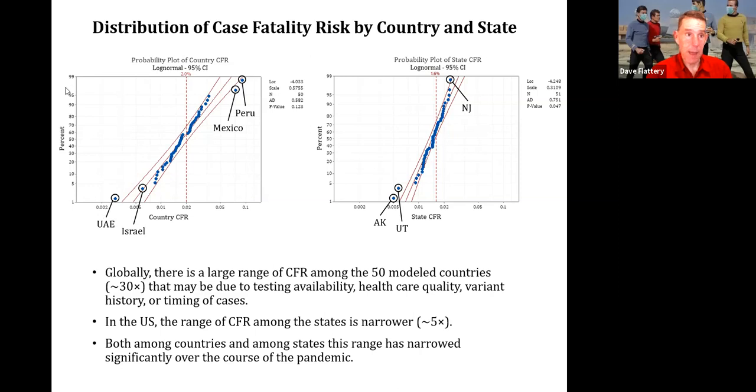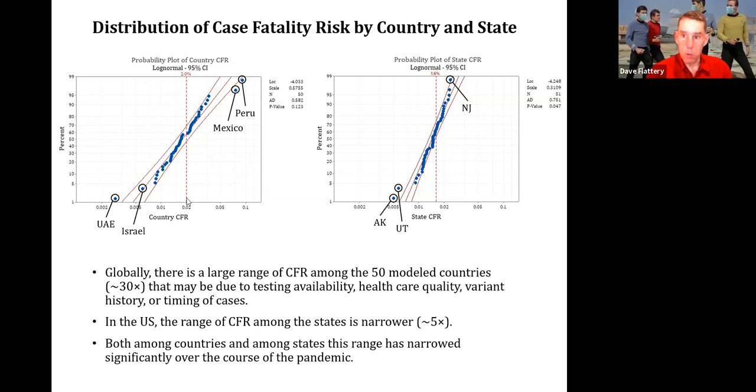And then this percentile is scaled based on the way that the log normal distribution looks. And these outliers I labeled. So you can see all the countries, there's a big range from the UAE at about 0.3% case fatality risk. So 3 people out of 1,000 that get COVID end up becoming a fatality. And Israel, which I think is about 0.6, all the way up to Mexico and Peru, which are 8 and 9% roughly. So that's a pretty big range, and that's how it looks globally.